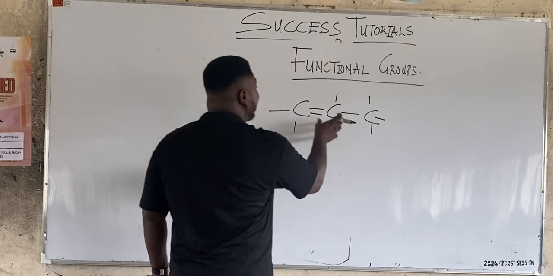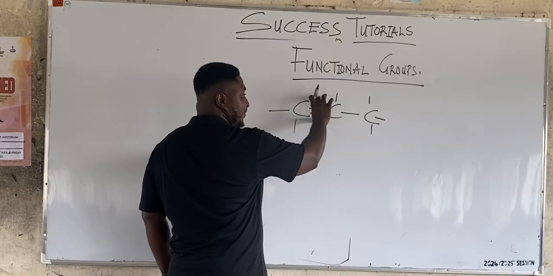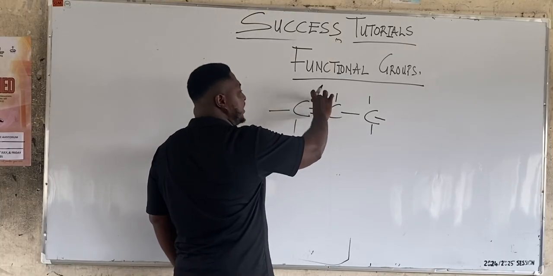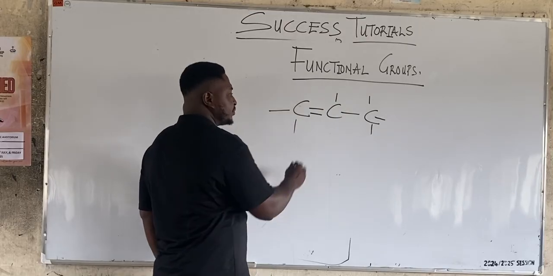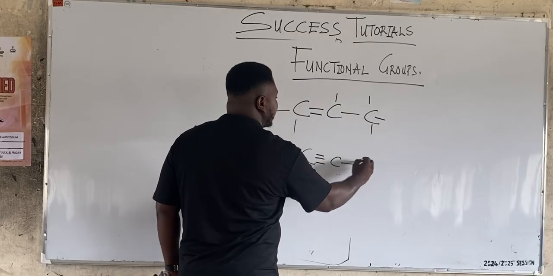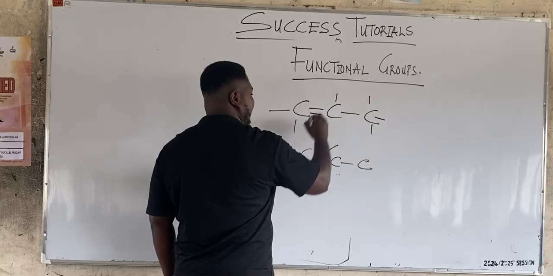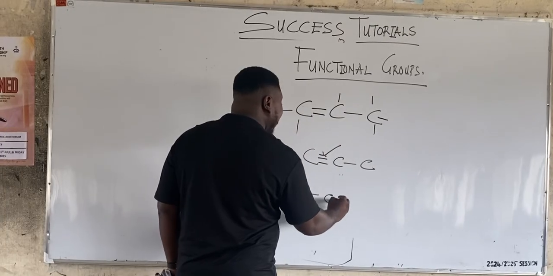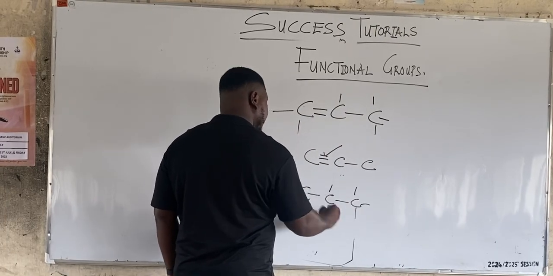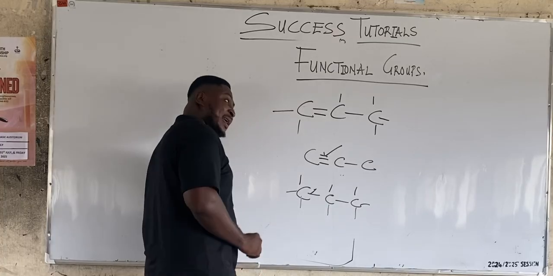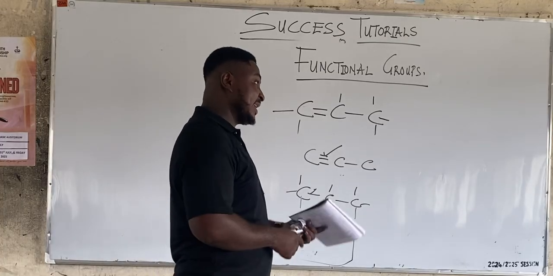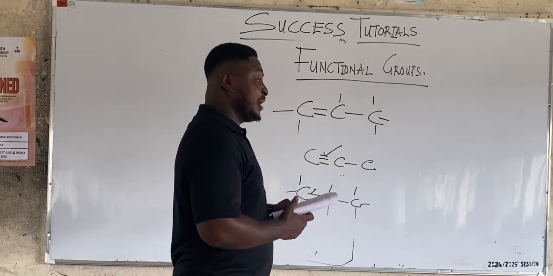So now the functional group here is this double bond. The functional group is the double bond in this structure. Someone that has a triple bond, his functional group is the triple bond. Even someone that has a single bond without any other thing, his functional group is the single bond, the sigma bond. Remember that a single bond is a sigma bond, I've said it several times. Any other bond is pi.